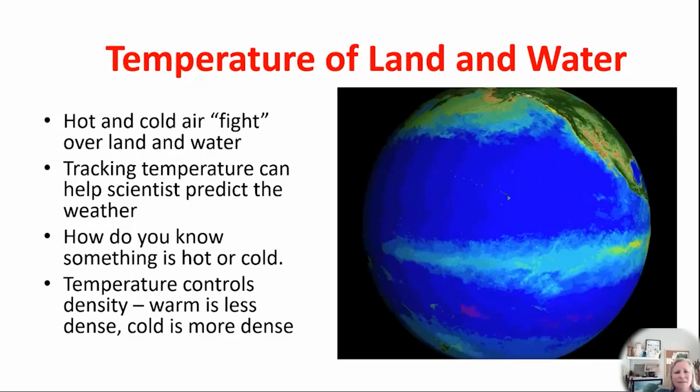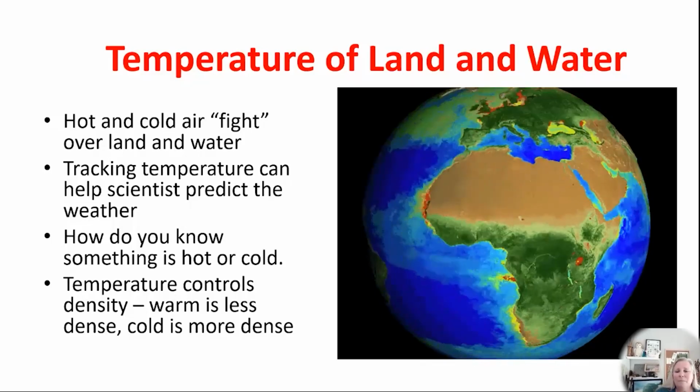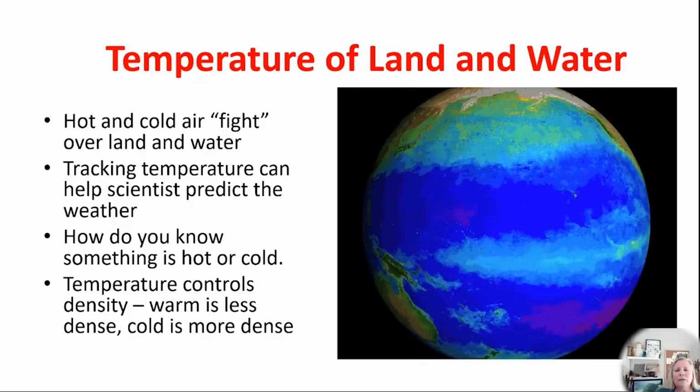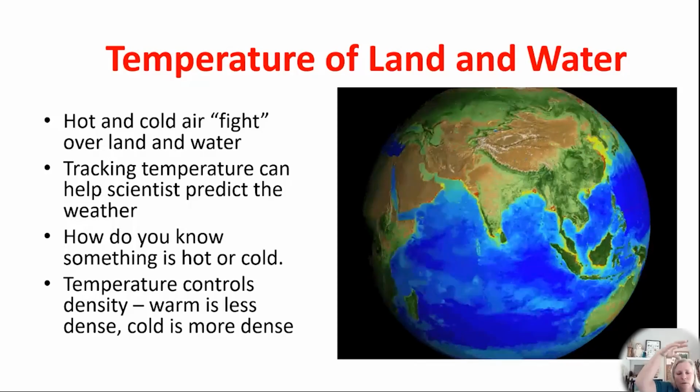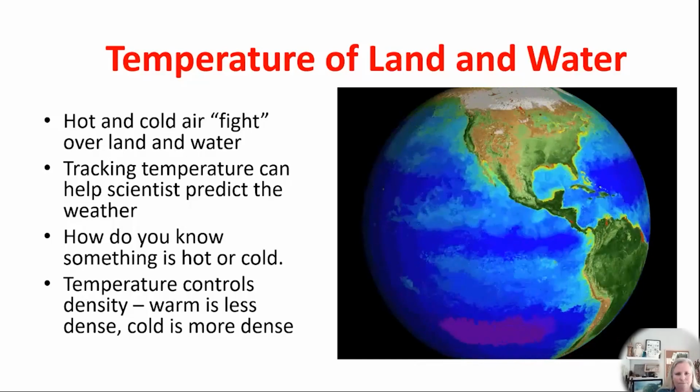Now, how do you know if something's hot or cold? You have to use tools because it's all relative. Temperature, again, is going to control our density. All right, so warm is going to be less dense. It's going to float. Colder is going to be more dense, and it's going to be heavier.